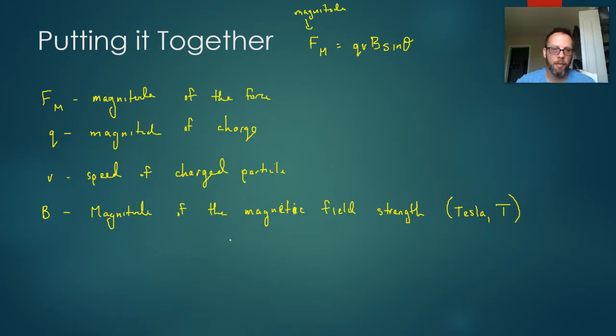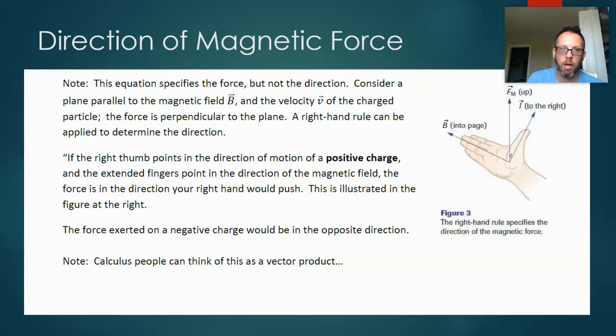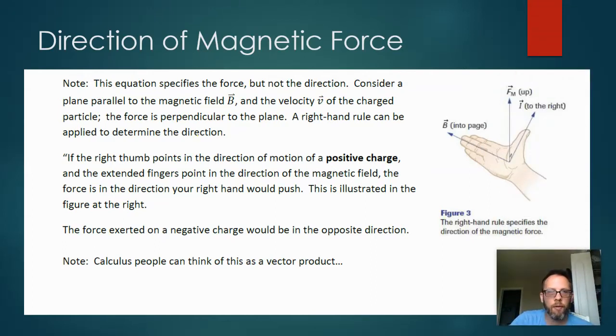And finally, theta is the angle between the magnetic field and the velocity vector. All right. So that takes care of the magnitude. What about the direction? So let's talk about the direction now. As I said, that equation we just talked about specifies the magnitude of force, but not the direction.